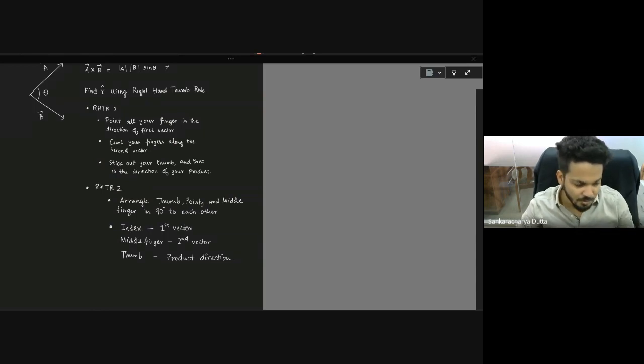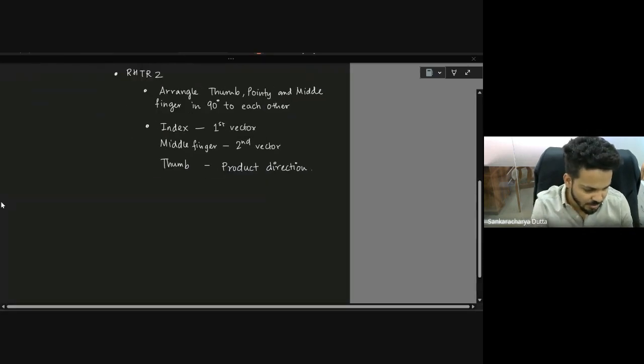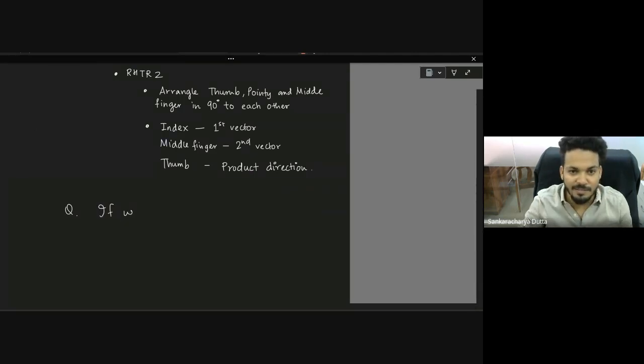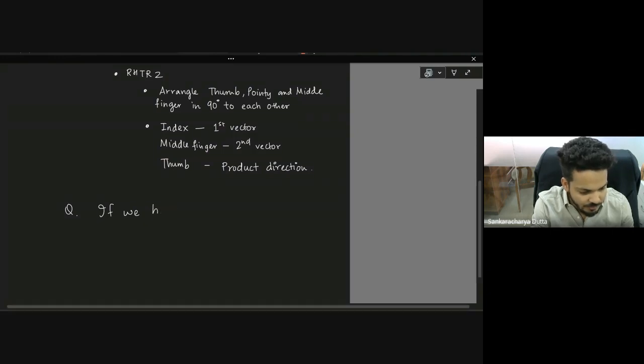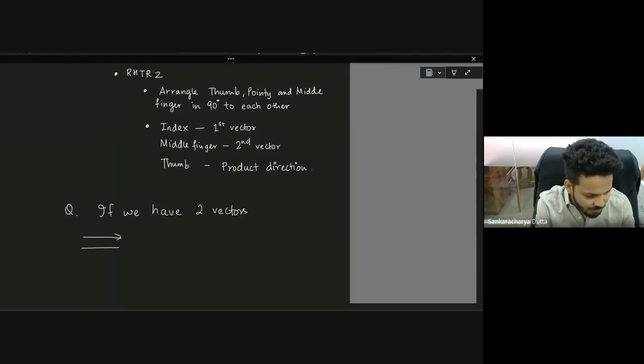Okay, before we go, answer me a few questions. First question is, okay, so unpin my face and pin the presentation back in. Okay, so if we have two vectors which are essentially parallel to each other, tell me what will be the cross product.